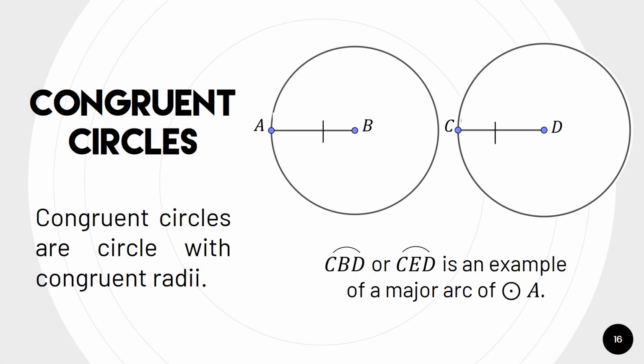Congruent circles. Those are circles with congruent radii. On the figure, if segment AB is congruent to segment CD, then we may say that circle B is congruent to circle D.